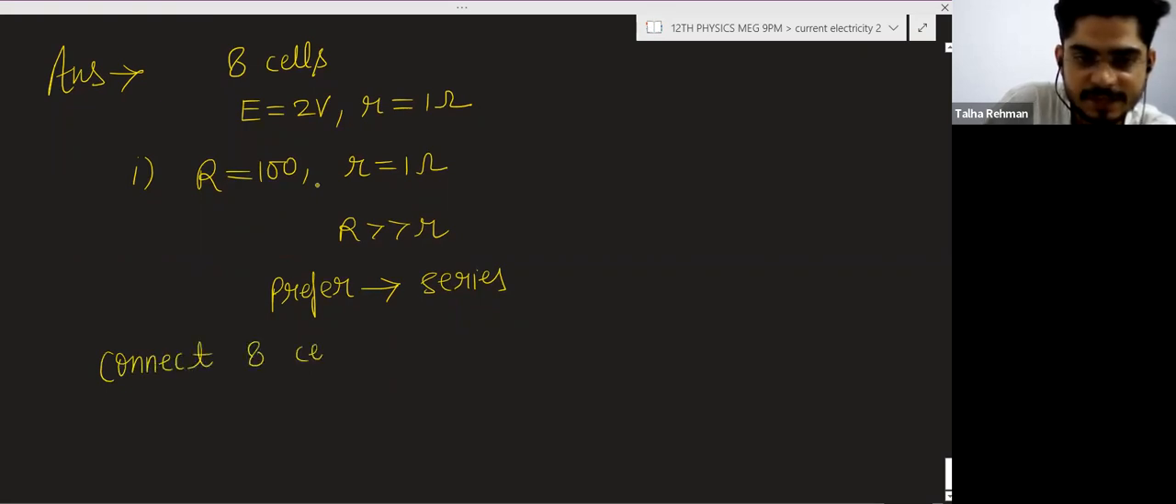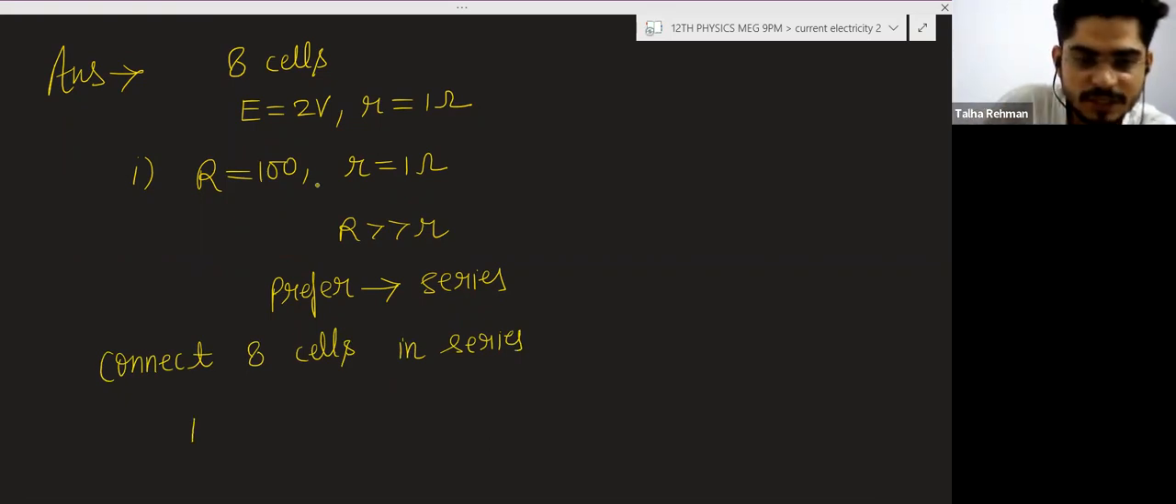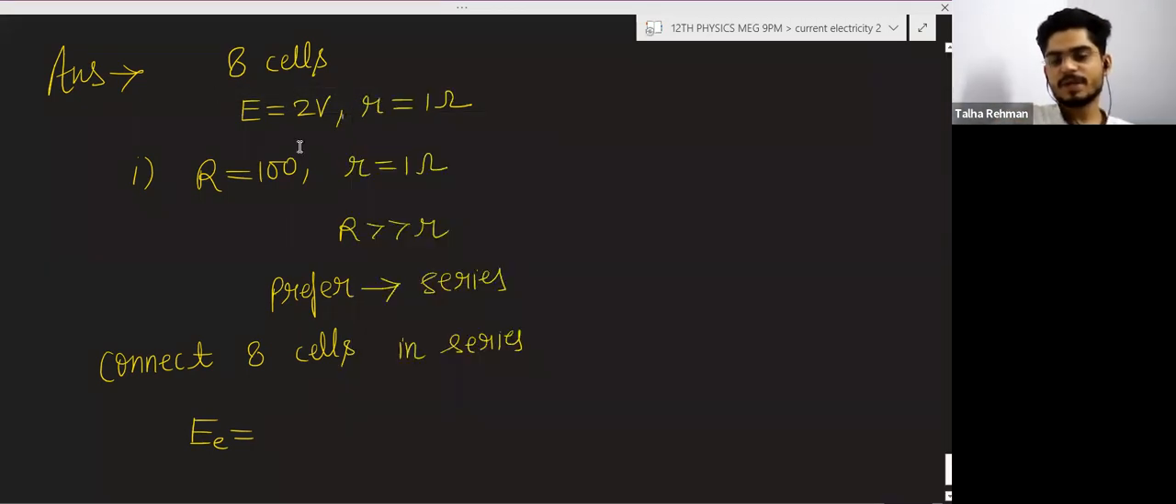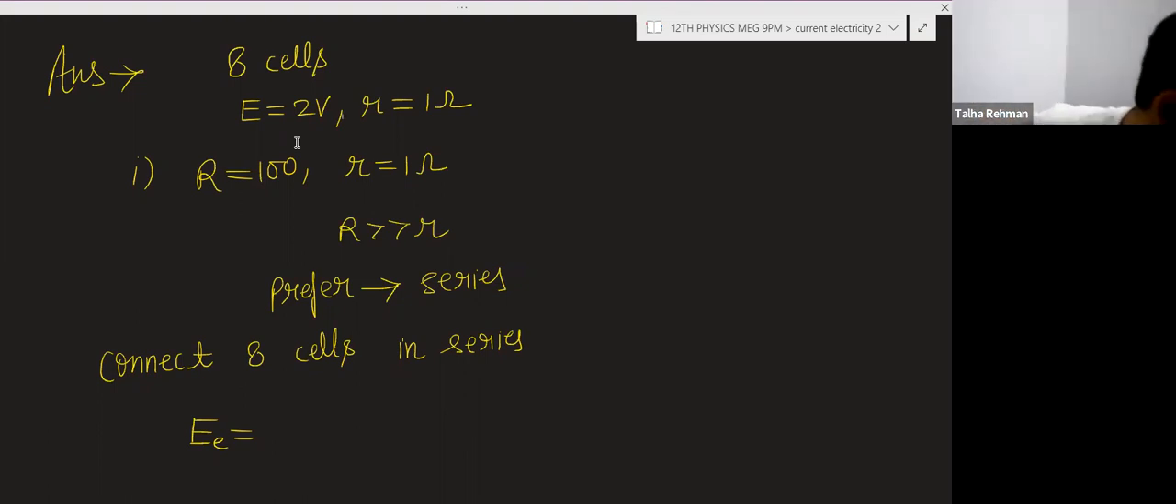Connect 8 cells in series. When you connect the 8 cells in series, what is the equivalent EMF? Equivalent EMF means you will add the EMF of all the cells. You are connecting 8 cells in series, and each cell has an EMF of 2 volt. So what will be the equivalent EMF, Hamza? Are you getting my point?